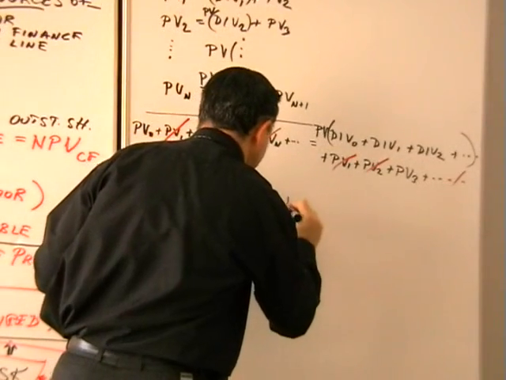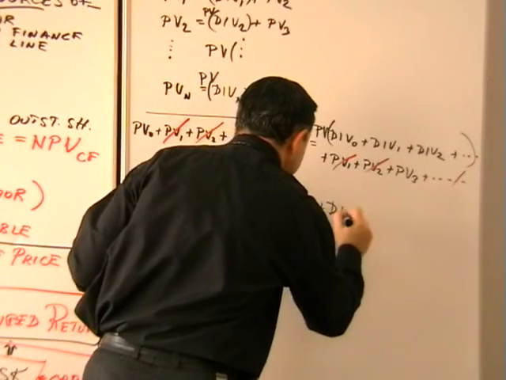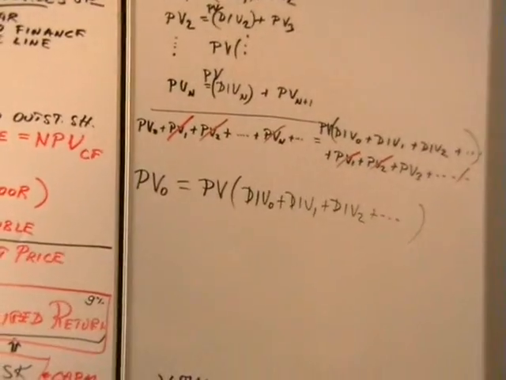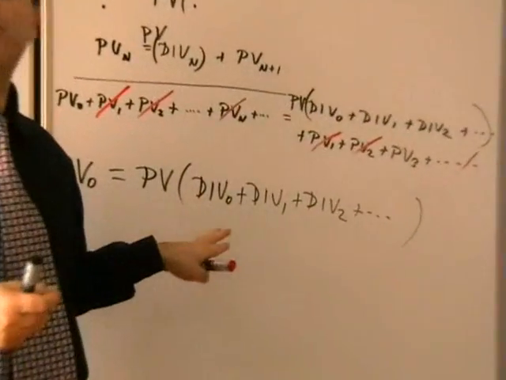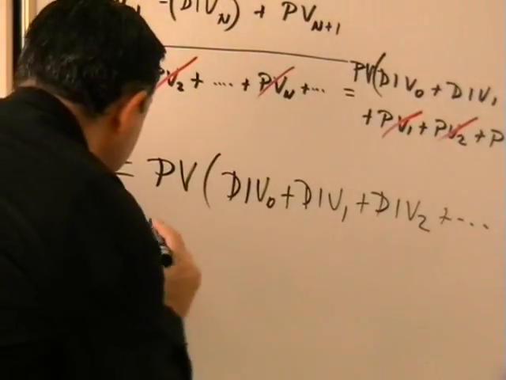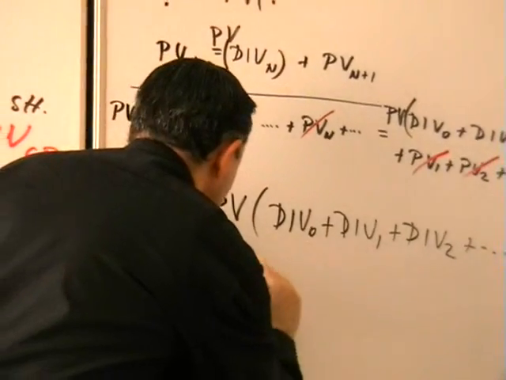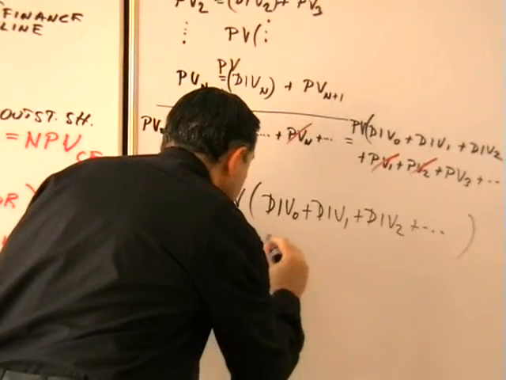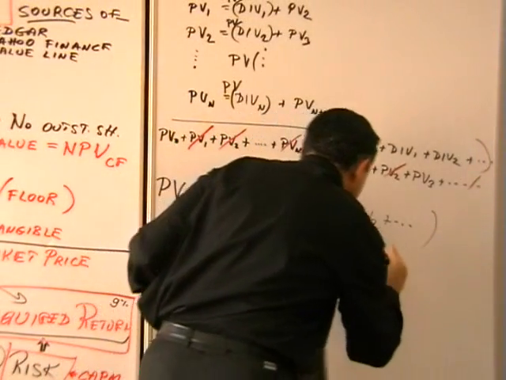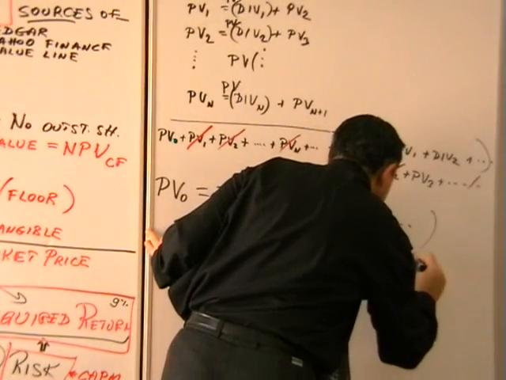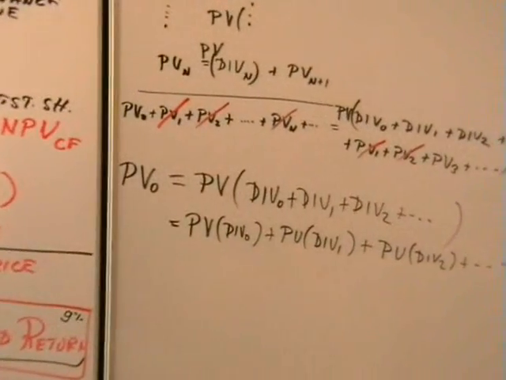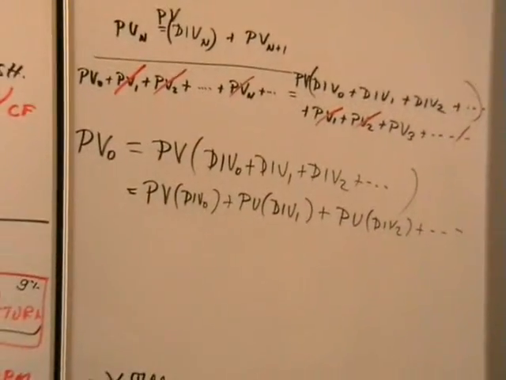of dividend 0 plus dividend 1 plus dividend 2 plus dot dot dot till the very end. Well, present values are additive. It simply means now that present value of dividend 0 plus present value of dividend 1 plus present value of dividend 2 plus dot dot dot. There's another thing. It's plus PV N plus 1.